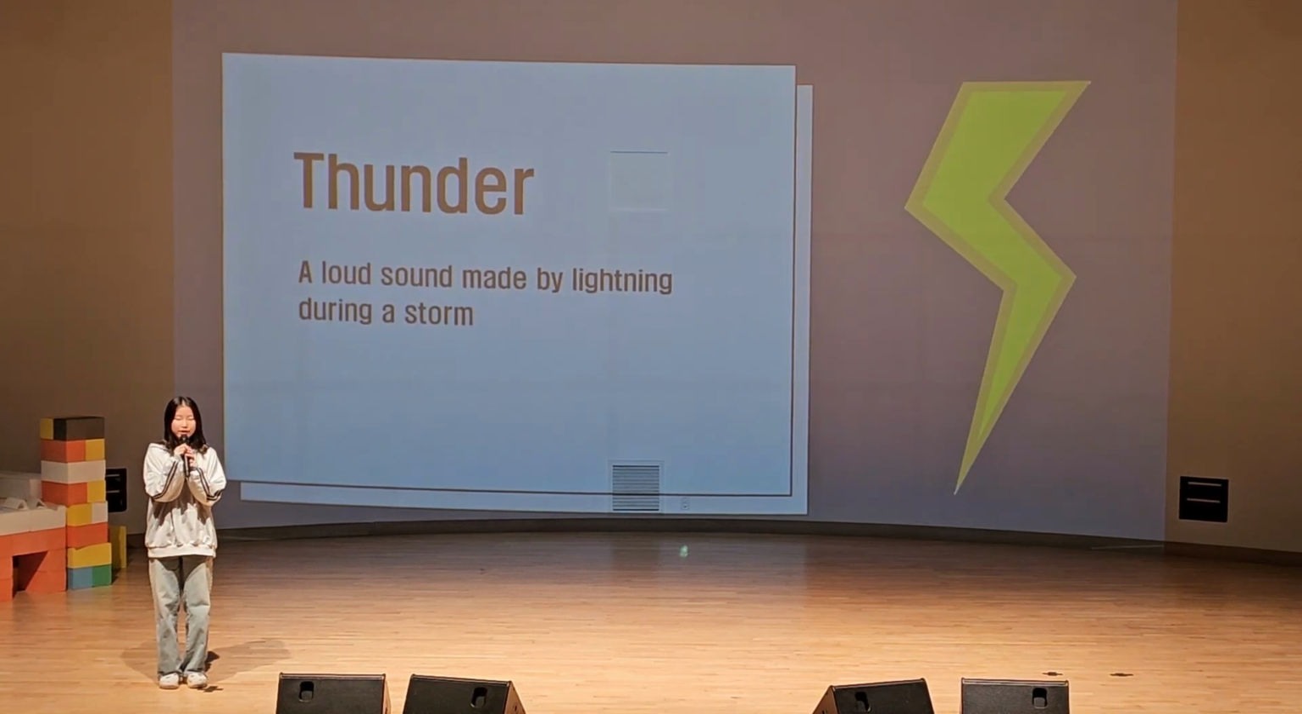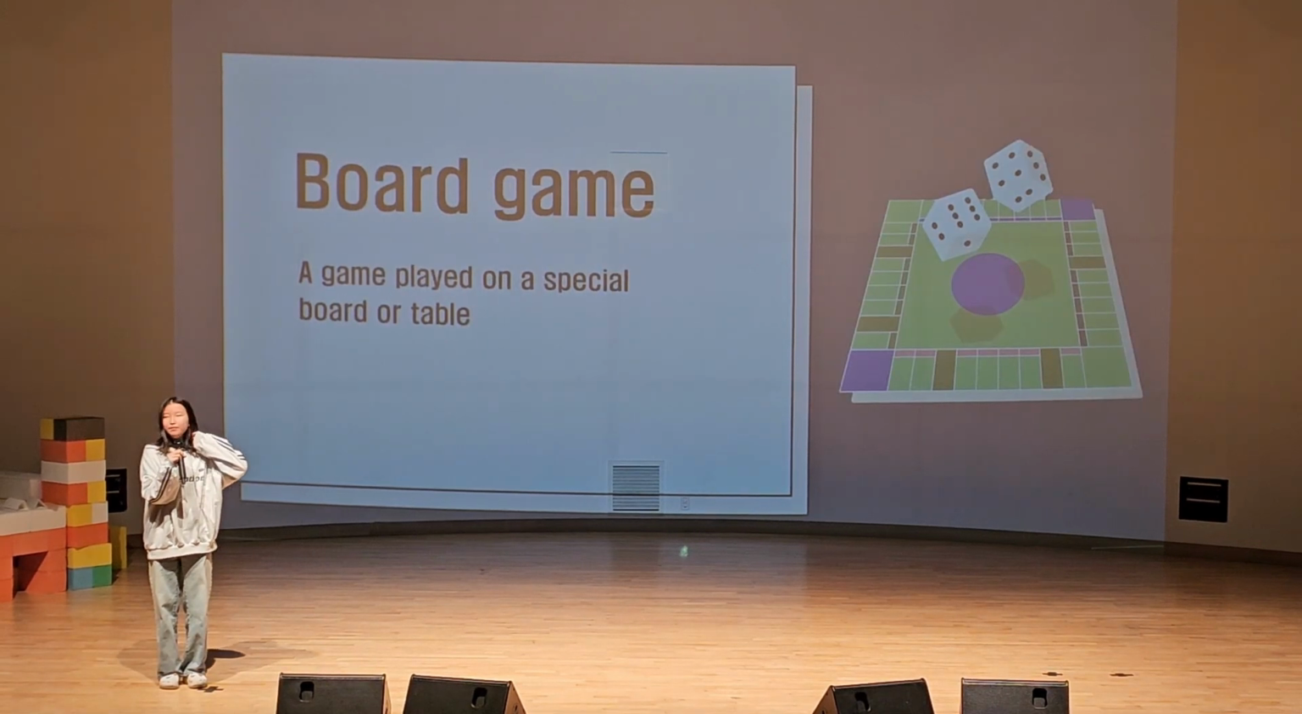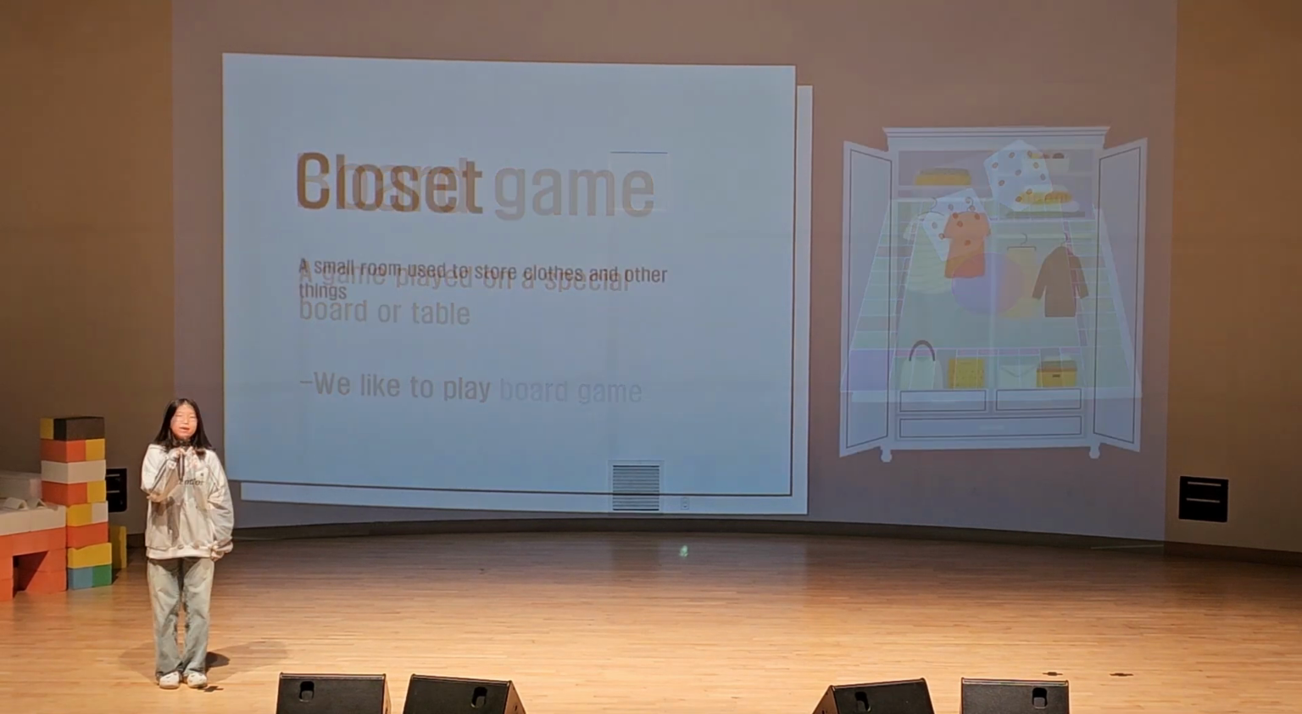The next word is thunder. A thunder is a sound made by lightning during a storm. For example, we will say the thunder is made by lightning. Another word is board game. A board game is a game played on a special board or table. We could say we like to play board games.